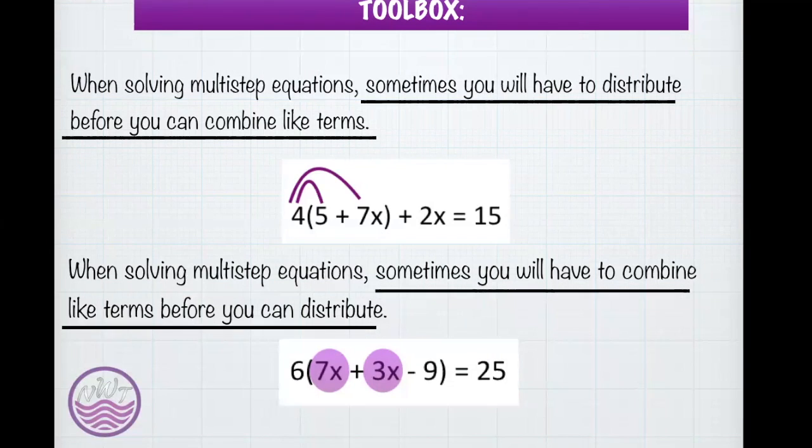If I'm looking at the 6, a lot of students might distribute that 6 first, and it's really important that you do not, because if you can combine like terms first, you must. That's what we did with the 7x and the 3x. Those are like terms because they both have an x. So I need to put them together, which will make 10x, and then I can go ahead and distribute like I did in the top one.